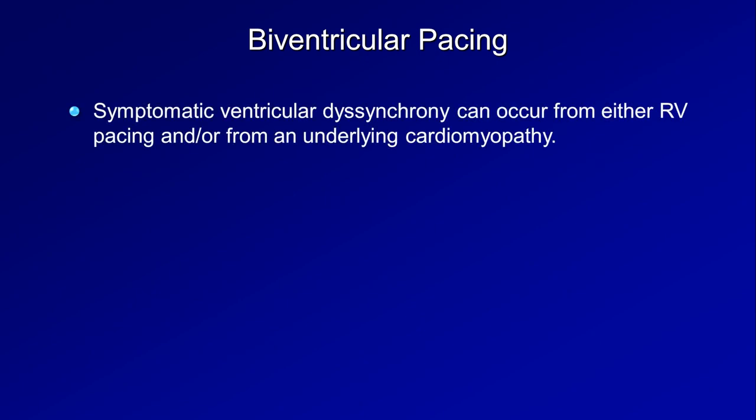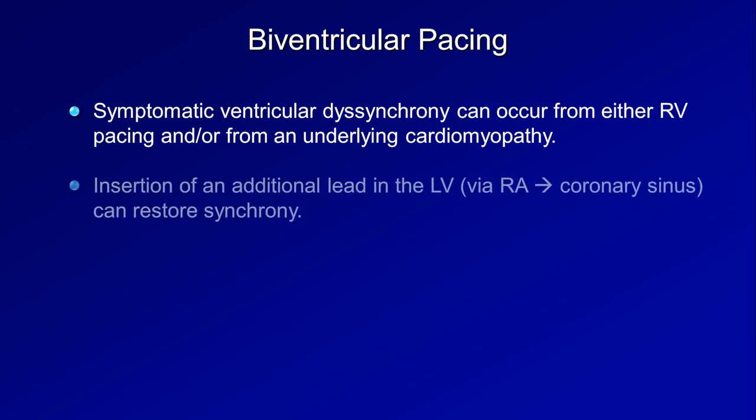Moving on to biventricular pacing, symptomatic ventricular dyssynchrony can occur from either RV pacing and/or from an underlying cardiomyopathy, particularly when a bundle branch block or other form of intraventricular conduction delay is present. In this case, the insertion of an additional lead going to the left ventricle can restore synchrony and lead to an improvement in cardiac output.